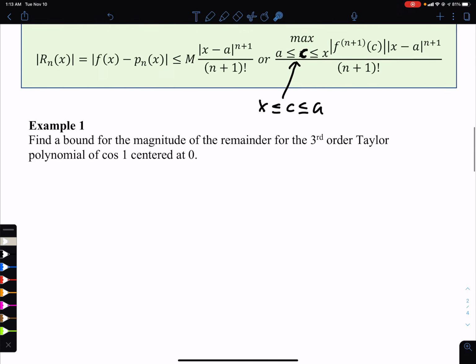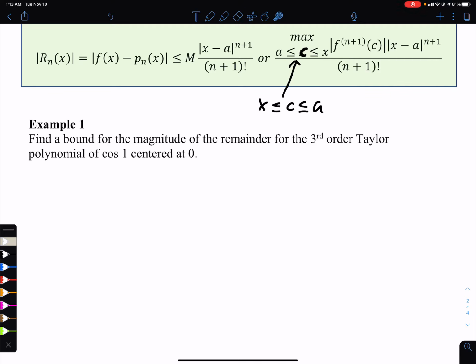So we're going to do example after example after example, 3 examples to get through this. So you want to find an error bound, key things, a third order Taylor polynomial, cosine of 1 centered at 0. So let's define some things. This is telling us our center a is 0. This is telling us our x is 1.